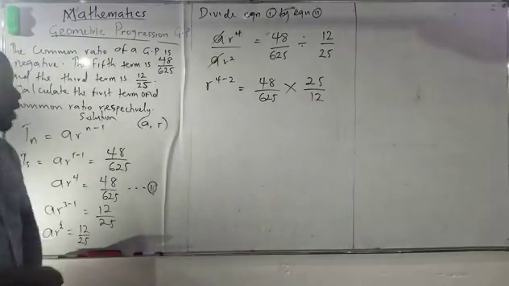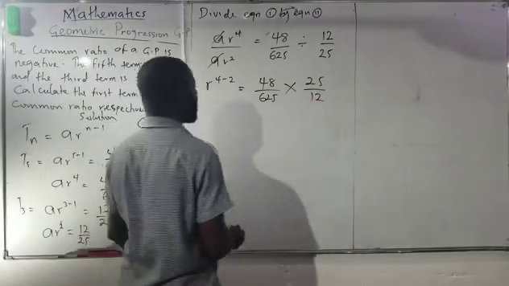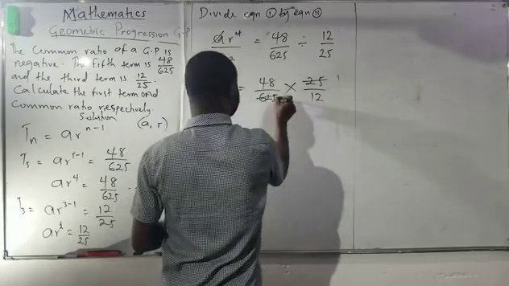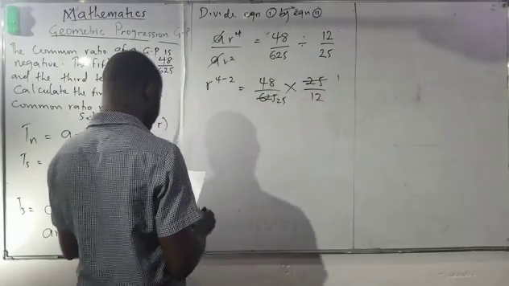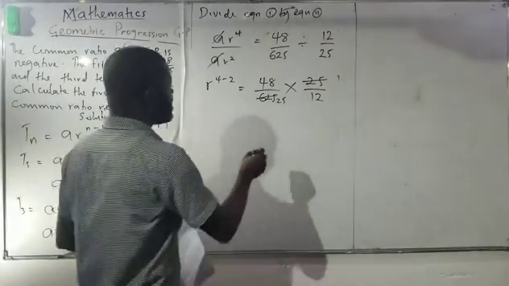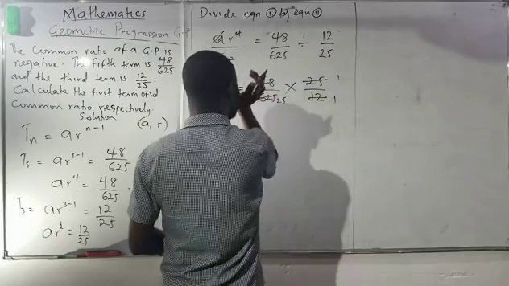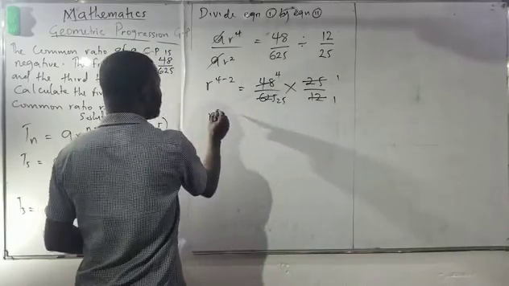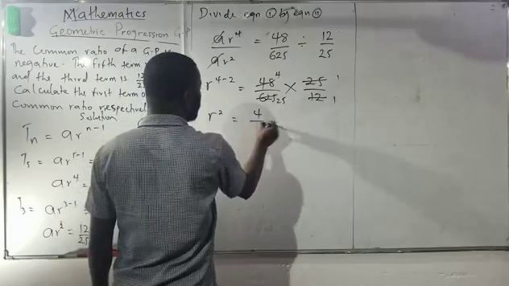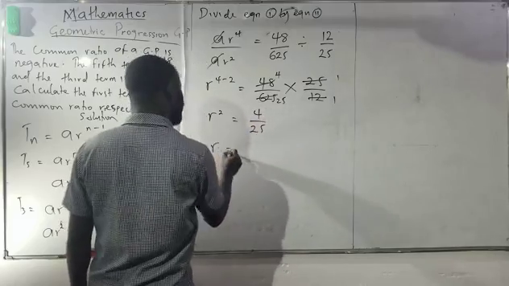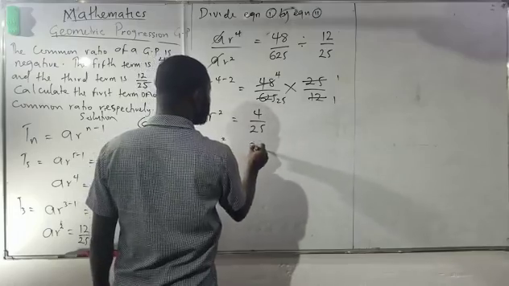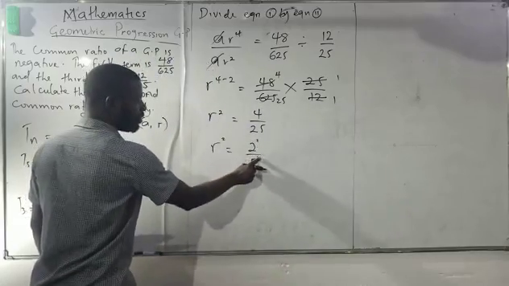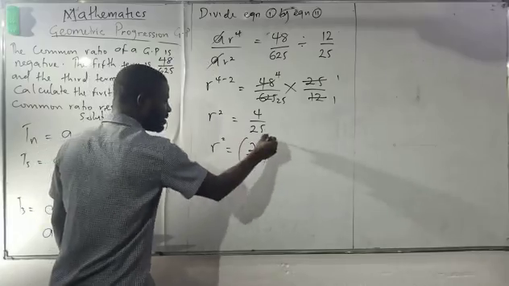This is a way of handling a fraction. Now, I know that 25 into 625 is 25, please take note of that. 1 into 25, and 12 into 48 is 4. Now, it means I will have R raised to power 2 equals 4 over 25. Mind you, R squared can be equal to 2 raised to power 2 divided by 5 raised to power 2. Since the two are the same up and down, it can be generalized by saying this.